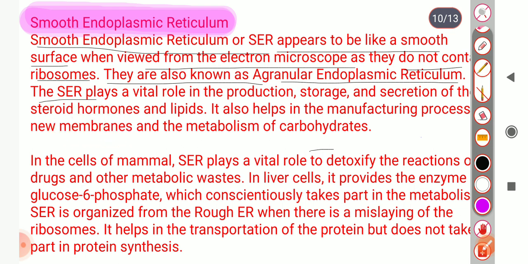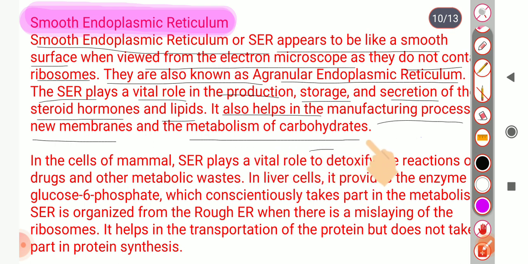The smooth endoplasmic reticulum plays a vital role in the production, storage and secretion of steroid hormones and lipids. Means it plays a vital role in the production, storage and secretion of hormones and lipids. It also helps in the manufacturing process of new membrane and metabolism of carbohydrate. Means when we talk about the function of the smooth endoplasmic reticulum, its main function is production, storage and secretion of hormones and lipids, and manufacture of new membrane and metabolism of carbohydrate.